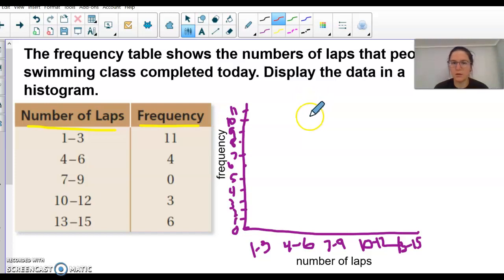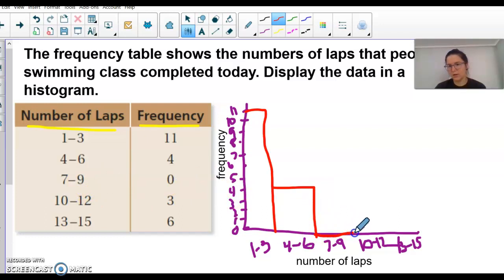You're measuring that frequency. So 1 to 3 is a frequency of 11, so here's my bar graph, not completely straight. 4 to 6 is 4, so I'm going to connect it with my 1 to 3. 7 to 9 is 0, so I'm just going to make sure I have it. And then 10 to 12 is 3, so I'm going to go up to 3. And then 13 to 15 is 6, so I can go up to 6 and go down.